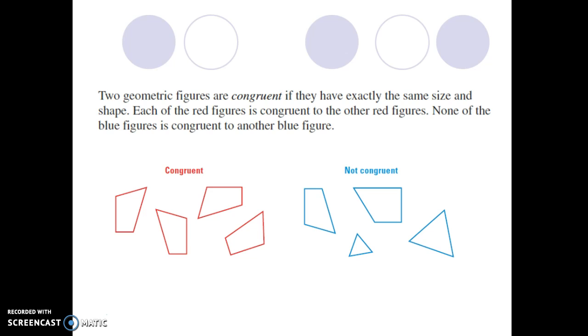It doesn't matter their orientation. They could be spun around, flipped upside down, all that good stuff. But if we look to the blue, we obviously have not congruent figures because they're different shapes, different sizes, and so on.